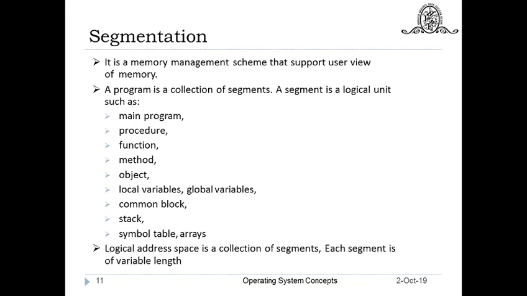Here we can think about a program as a collection of various segments, and a segment is a logical unit like main program, main function, procedure, function, method, object, etc. And according to all these segments, the different segments are generated by the logical address. So in paging we were talking about dividing the logical address space into pages, and here the logical address space will be divided into segments. The logical address space is a collection of segments, and each segment is of variable length. This is the big difference between paging and segmentation, that there are different sizes of segments.